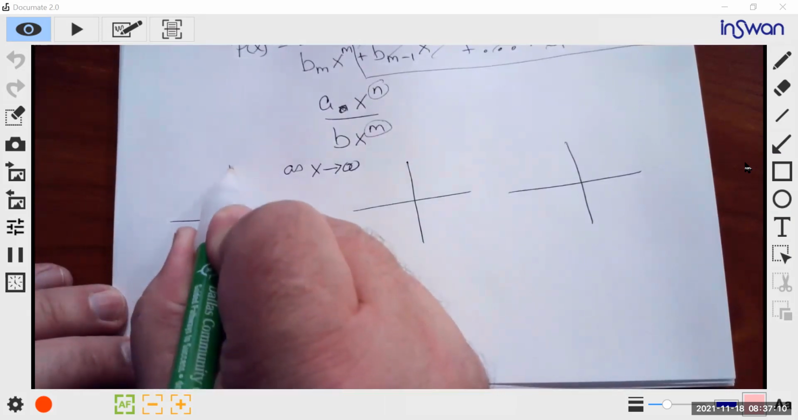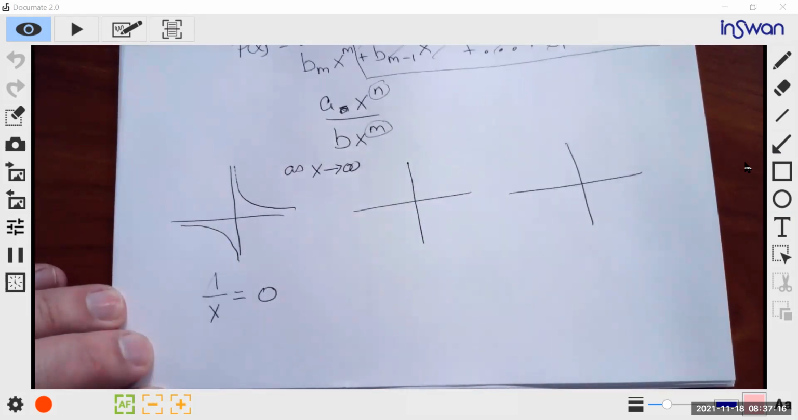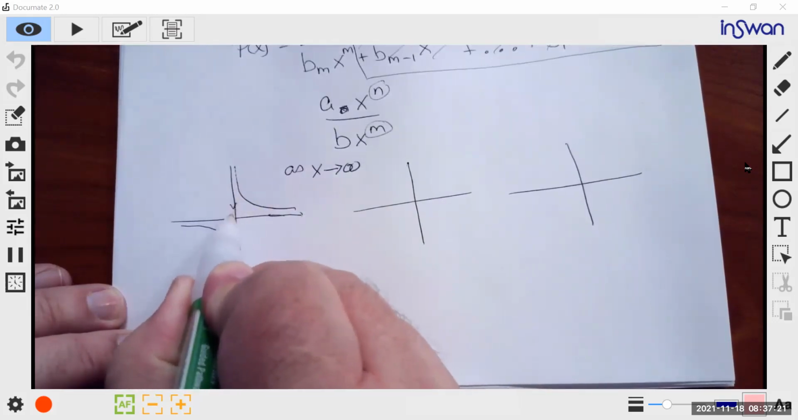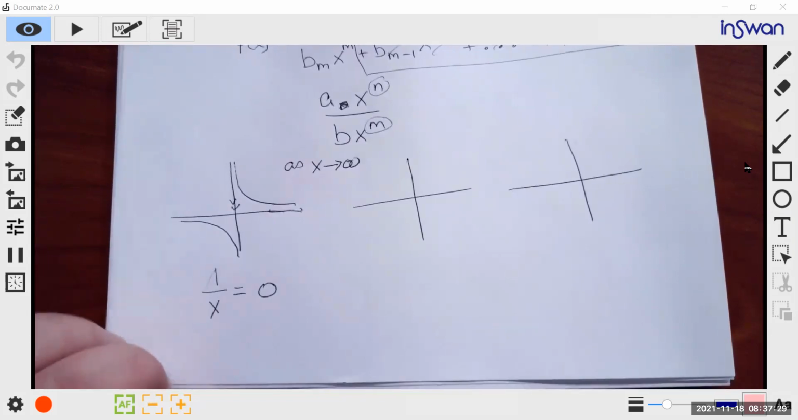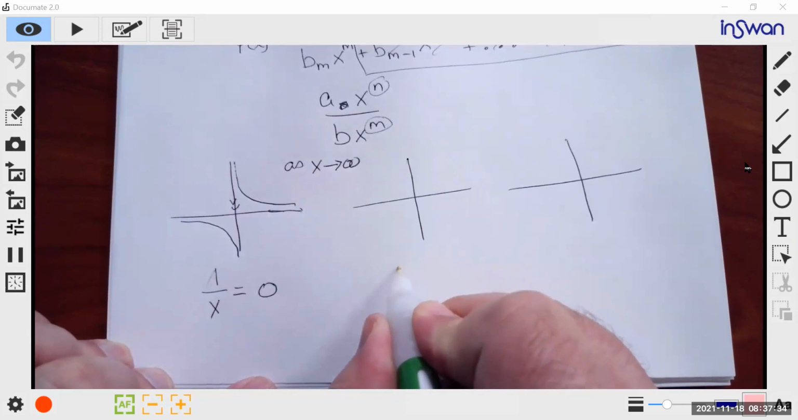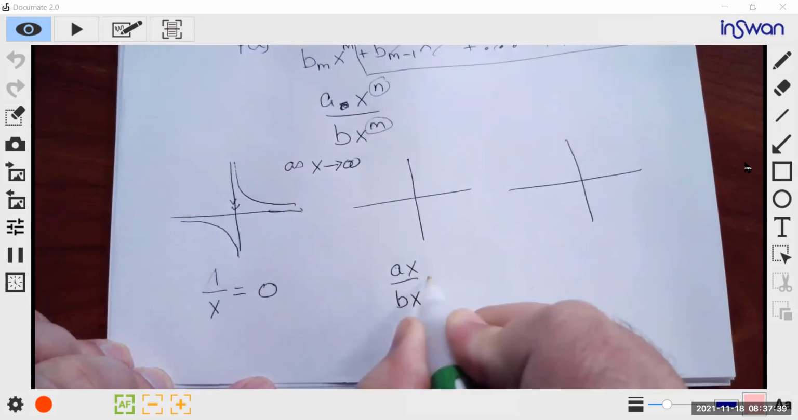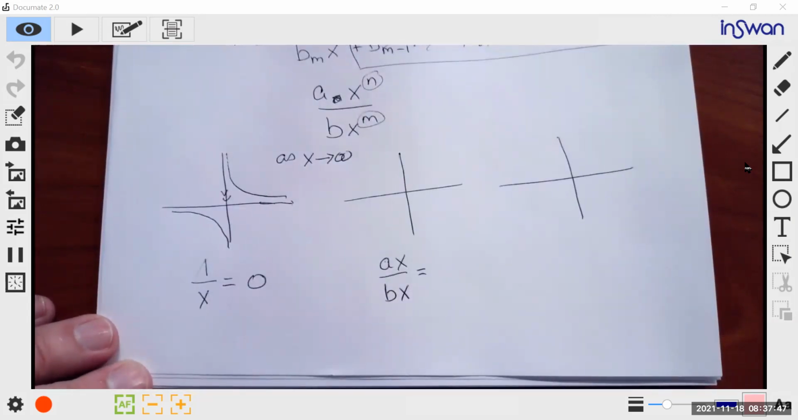We know the graph. This was this graph. So as x goes to infinity, the graph itself gets lower and lower and lower, but never touches the x-axis. So it approaches 0. How about if we have this equation and x gets larger and larger and larger? What happens?